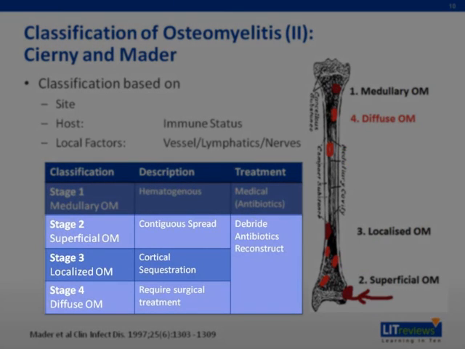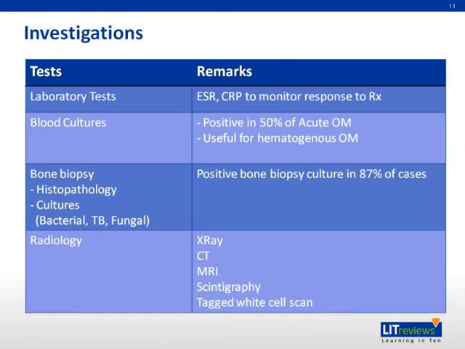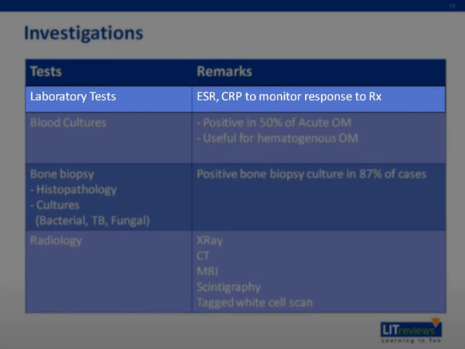In the workup of such patients, various tests are used. We start off with simple tests first. Often we'd like to obtain baseline ESR and CRP, and we trend such inflammatory markers along to monitor their treatment response. For blood cultures, it's useful in acute osteomyelitis and useful for hematogenous spread, where blood cultures are positive in 50% of the cases.